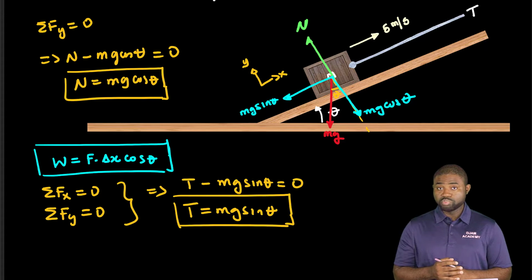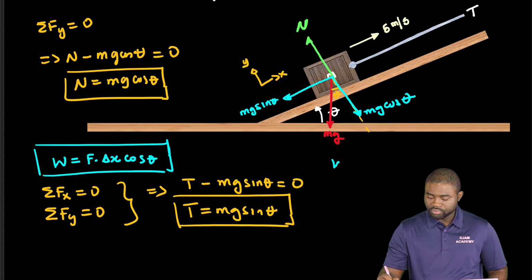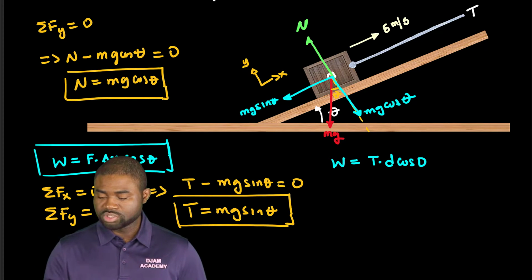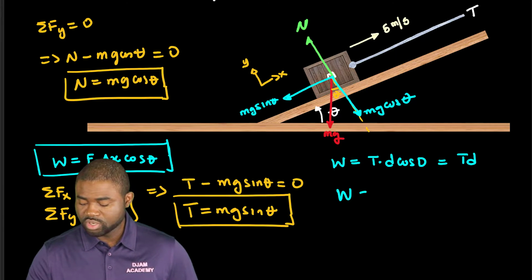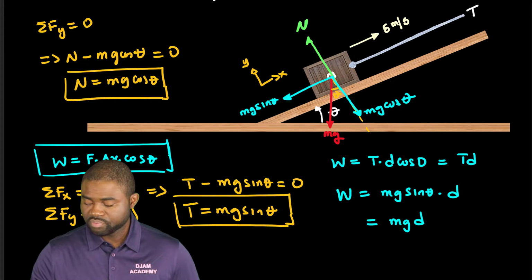Therefore, the work done to pull the crate upward will be given by W equals T multiplied by D, the cosine of 0, because the force is acting in the same direction as the displacement of the point of application of the force. So this is just equal to TD. Hence, the work done will be equal to mg sine theta multiplied by the distance along the inclined plane, which I can write as mgd sine theta.